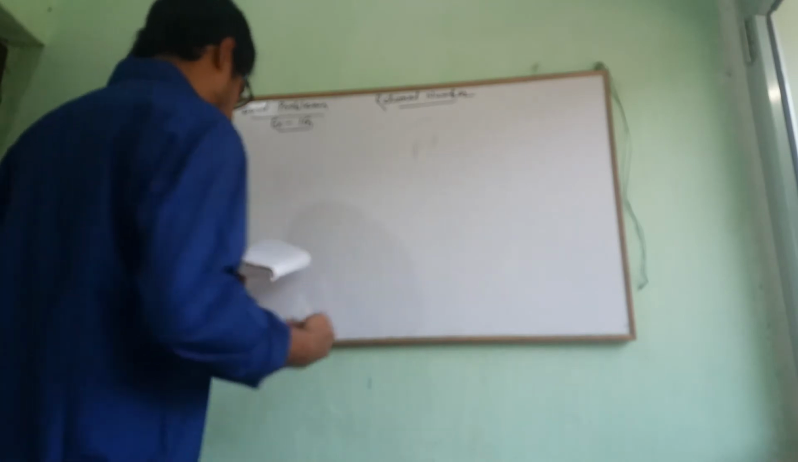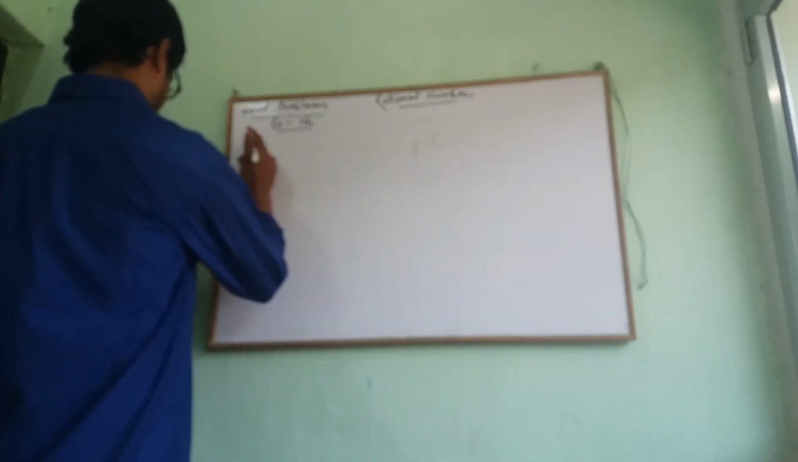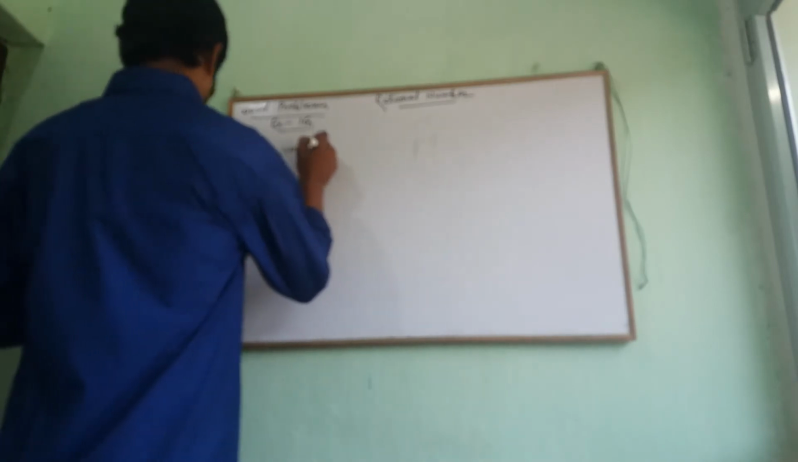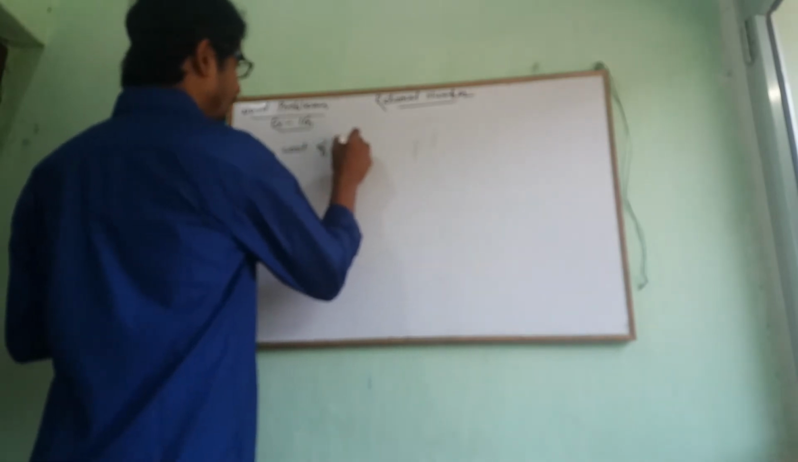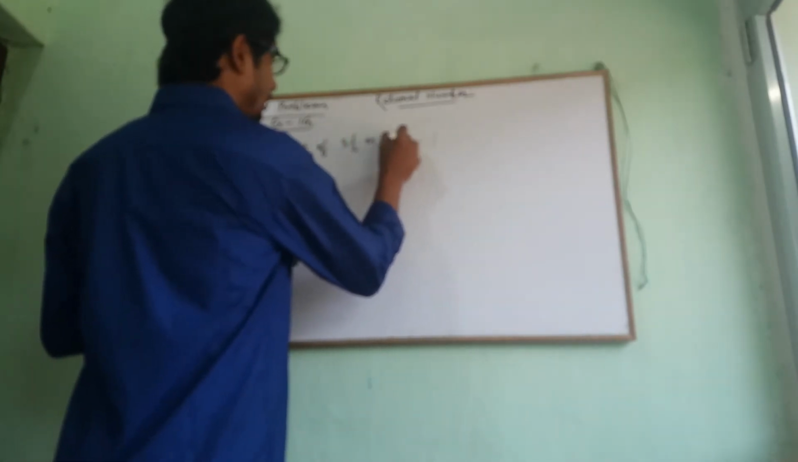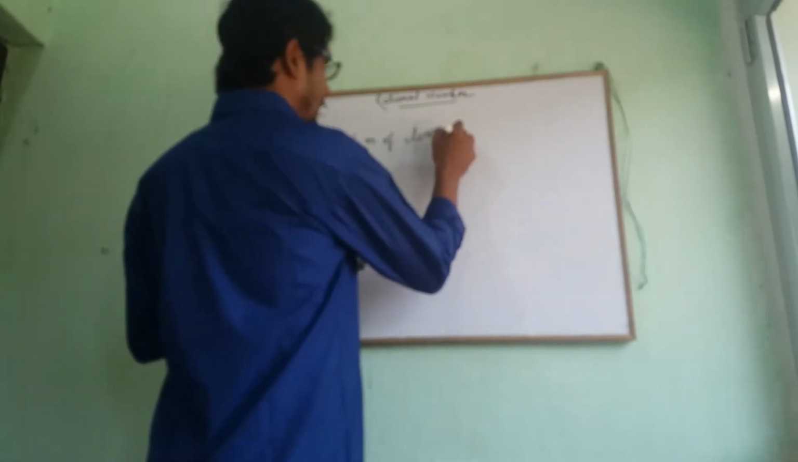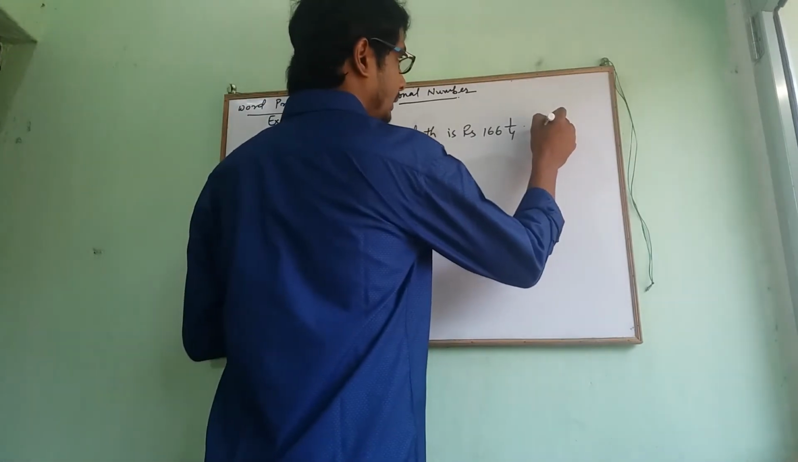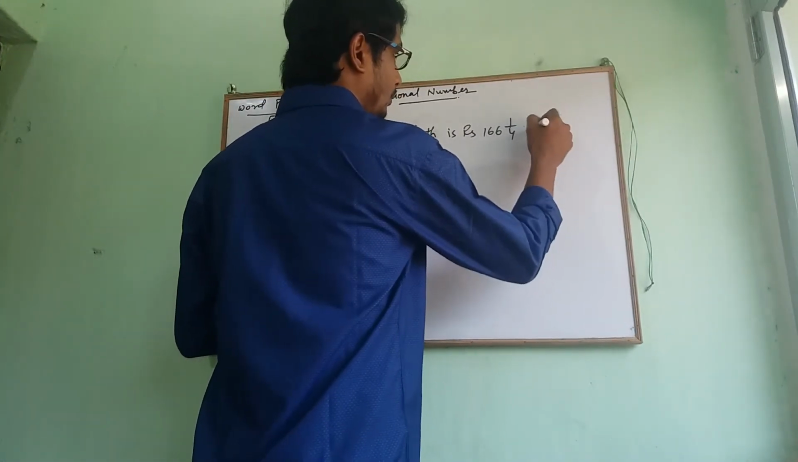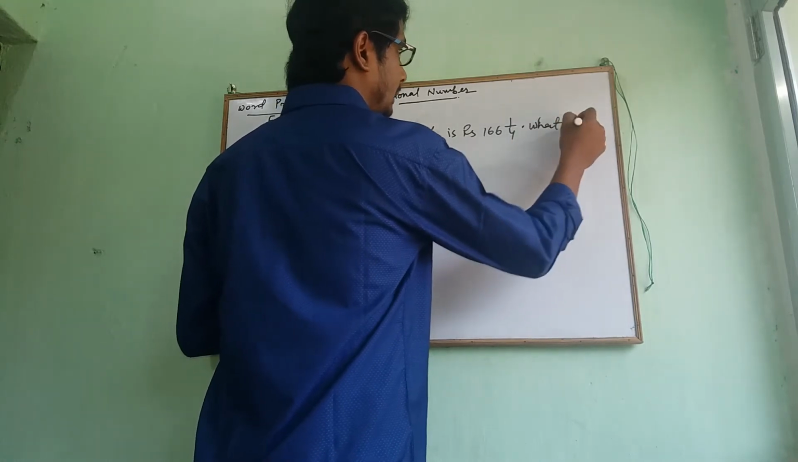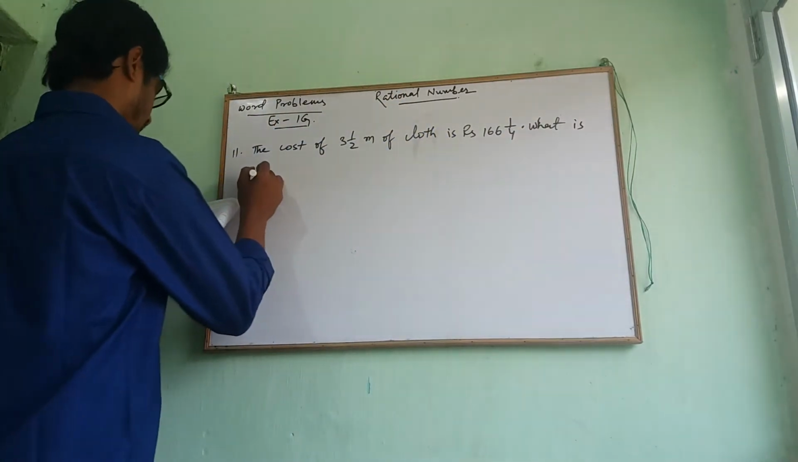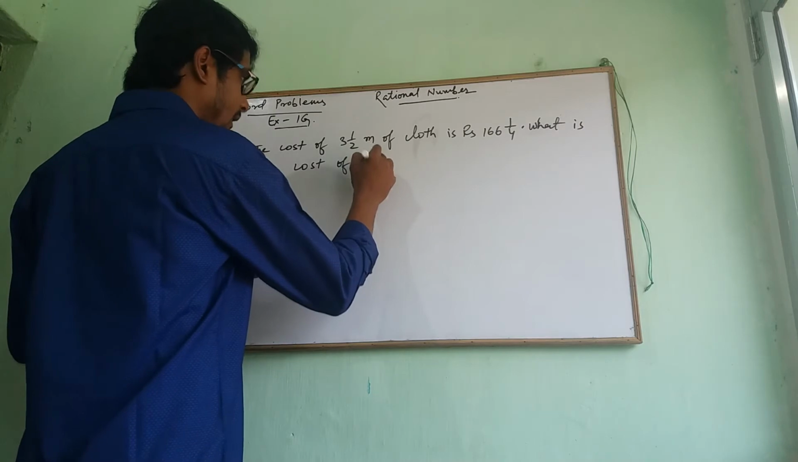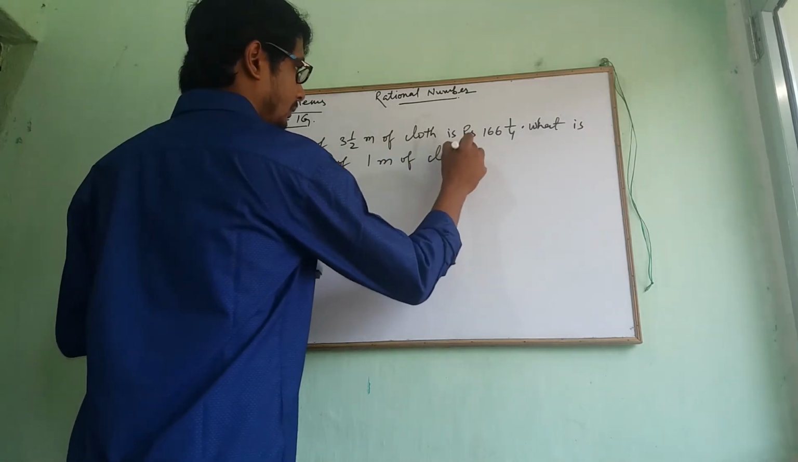Let's solve question number 11. The cost of 3 whole 1 by 2 meter of cloth is rupees 166 whole 1 by 4. What is the cost of 1 meter of cloth?